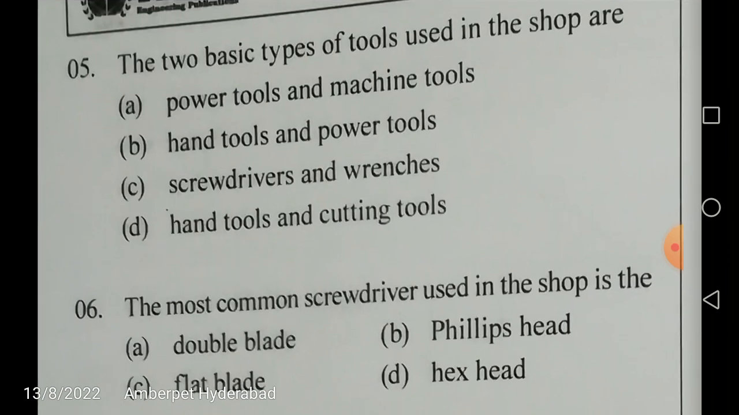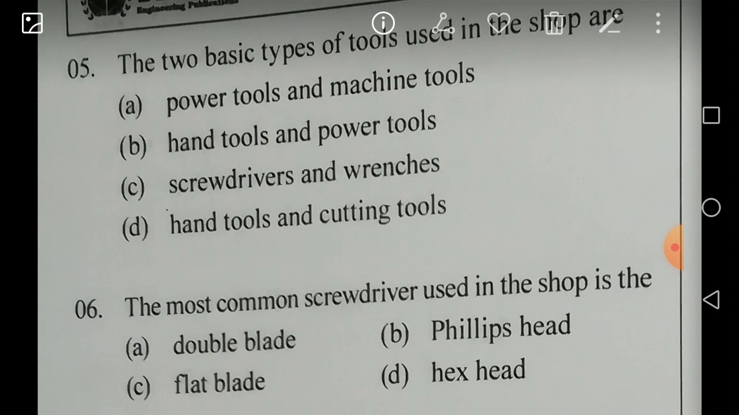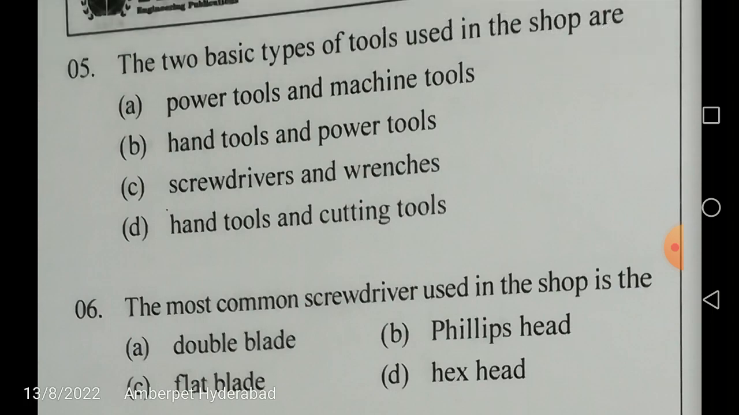The two basic types of tools used in the shop are usually hand tools and power tools. Power tools are normally machines using power for doing workshop related operations, and the other one is hand tools, for example your chisel and your tap, etc. Power tools also, right? The other options are given only to confuse you, right? The two basic types of tools used in the shop are hand tools and power tools.